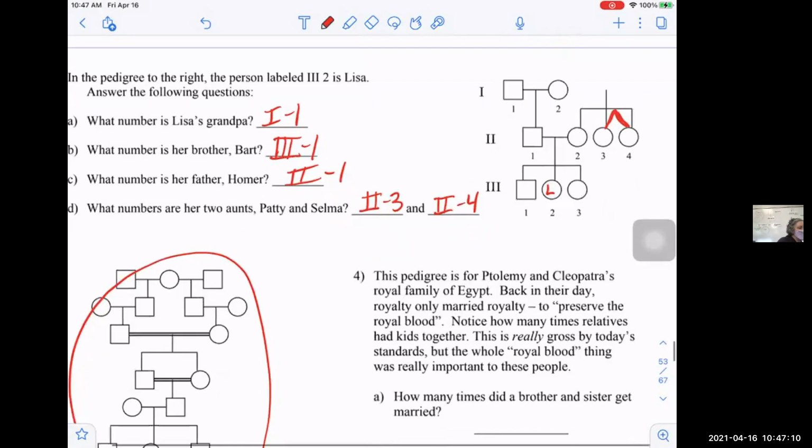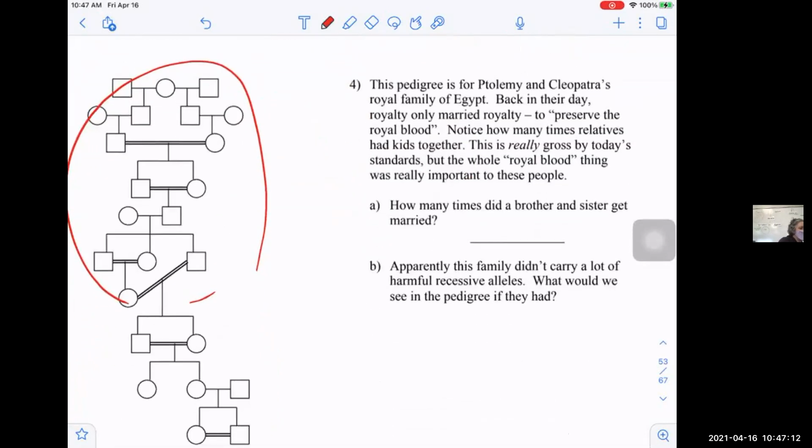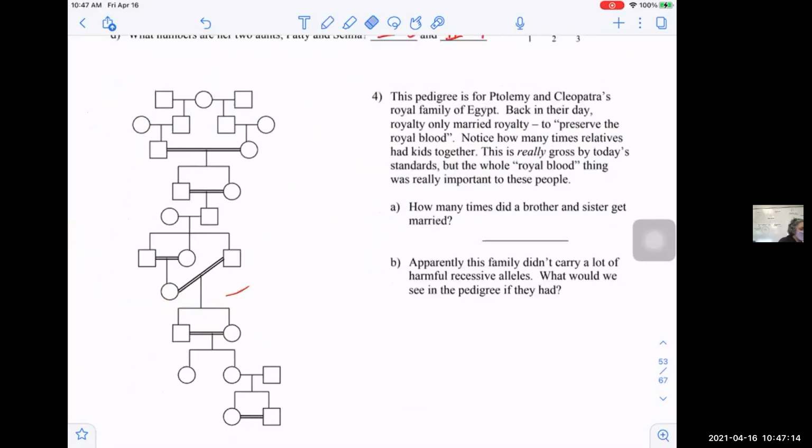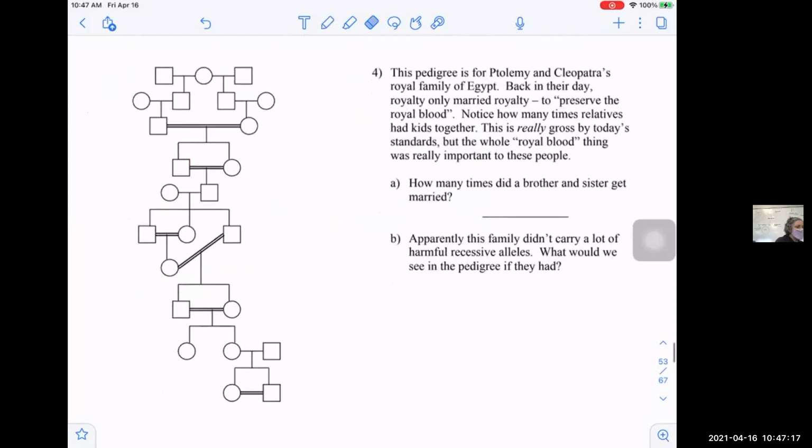All right. Moving on to everyone's very favorite pedigree here. What we're looking at here is a pedigree for Cleopatra. And Cleopatra is up here at the very top. She's the star of the show. And back in the day, they didn't know much about genetics, and so what they were trying to do was preserve the royal blood.